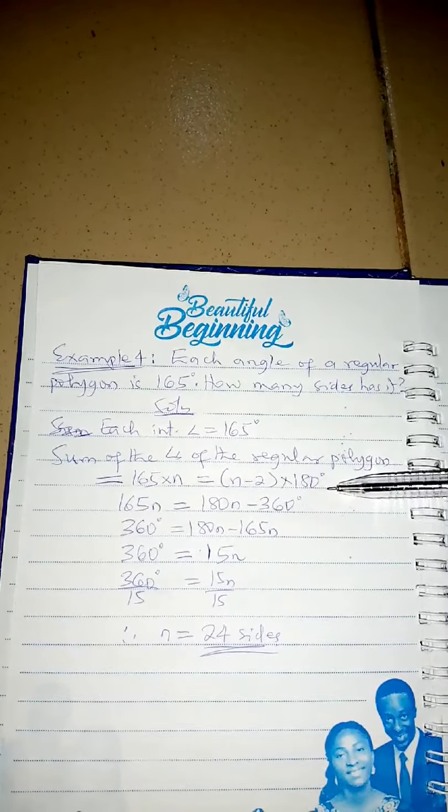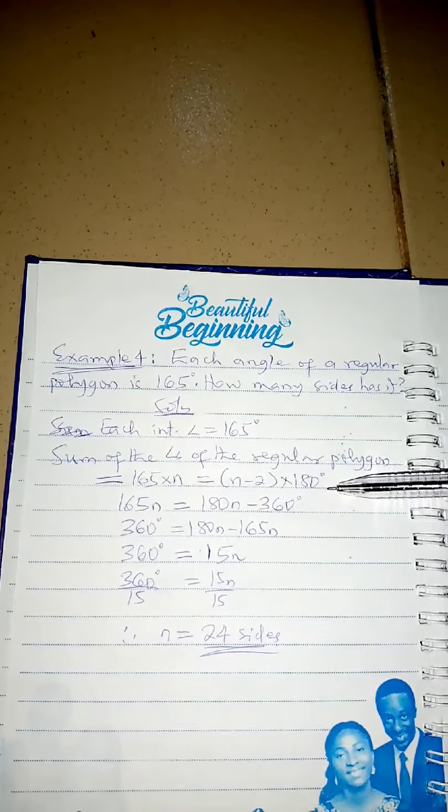That is what you will equate to your sum of the interior angles of any n-sided convex polygon. Then you open your brackets. This 180 we multiply by this to be this. 180 we multiply by minus 2 to be this. 165 times n is 165n. Collect your like terms. Leave the 180n on the left-hand side.